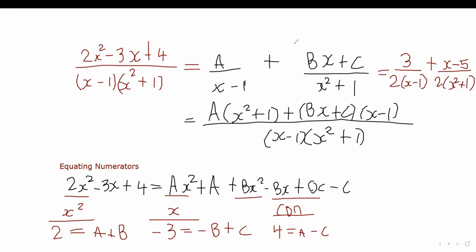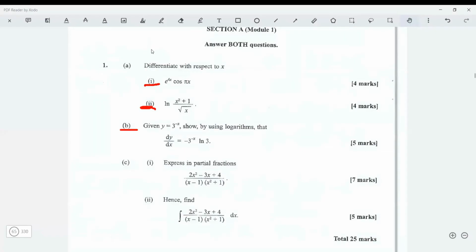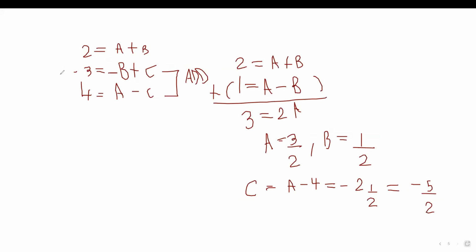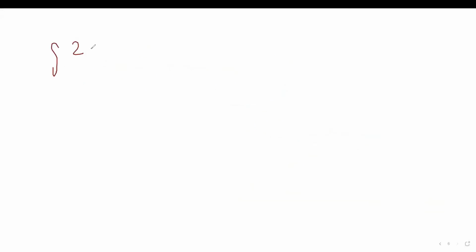Of course, they're going to ask us to do something next. Hence, integrate. That's just how they usually ask it. So now we need to find the integral of 2x squared minus 3x plus 4 over x minus 1 times x squared plus 1, dx. This is what we need to find now, all right?